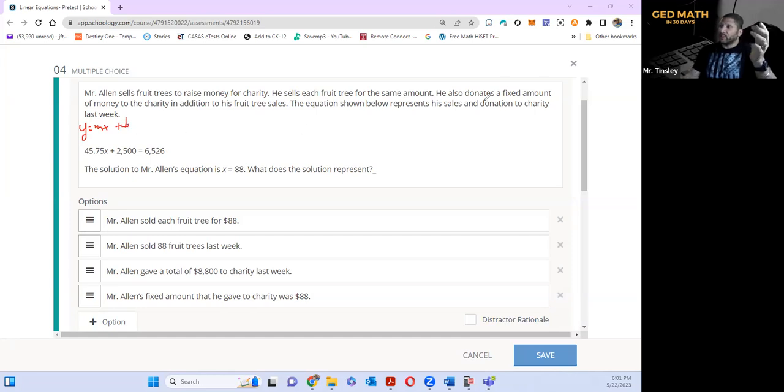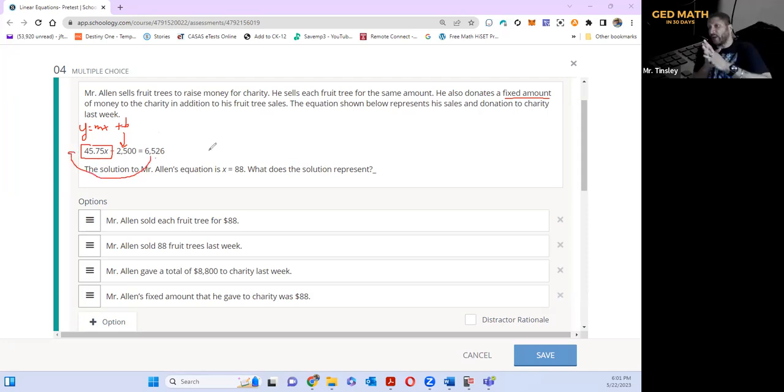So what that tells you is he donated a fixed amount. So what he donated was right there. How much the trees cost is right there. So each tree is $45.75. Why? Because the number of trees you're going to sell is variable. So that's where the X comes in. So right now, even though this is 6526, remember Y equal. So this is the Y. You could have said 6526 equal.